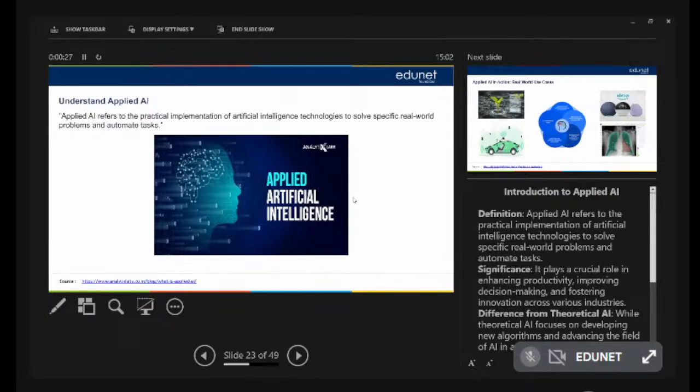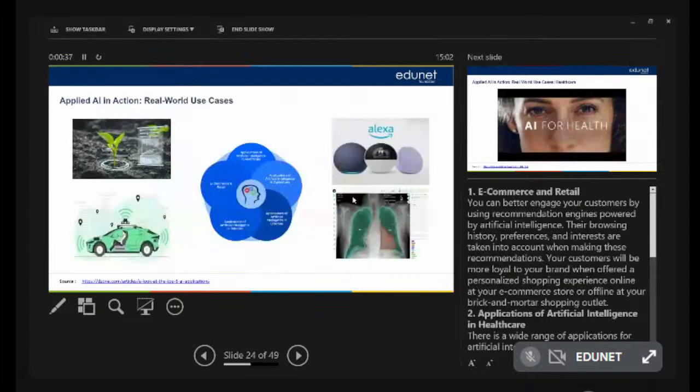So if I am implementing artificial intelligence to resolve a real-time problem, that we call applied AI. Now here are some examples of applied AI: smart agriculture, smart car, Alexa, AI in the healthcare sector, AI in the e-commerce sector, AI in robotics, AI in lifestyle, AI in agriculture, and AI in healthcare.